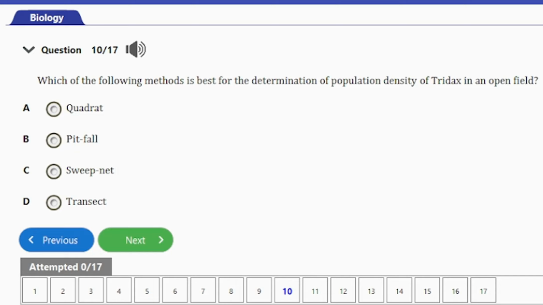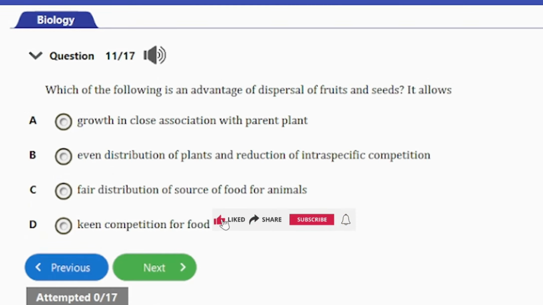So this method particularly is useful for plants and organisms that maybe are immobile or move slowly. So that's it for this question. Let's go ahead and consider the next question, and that's question number 11 here.